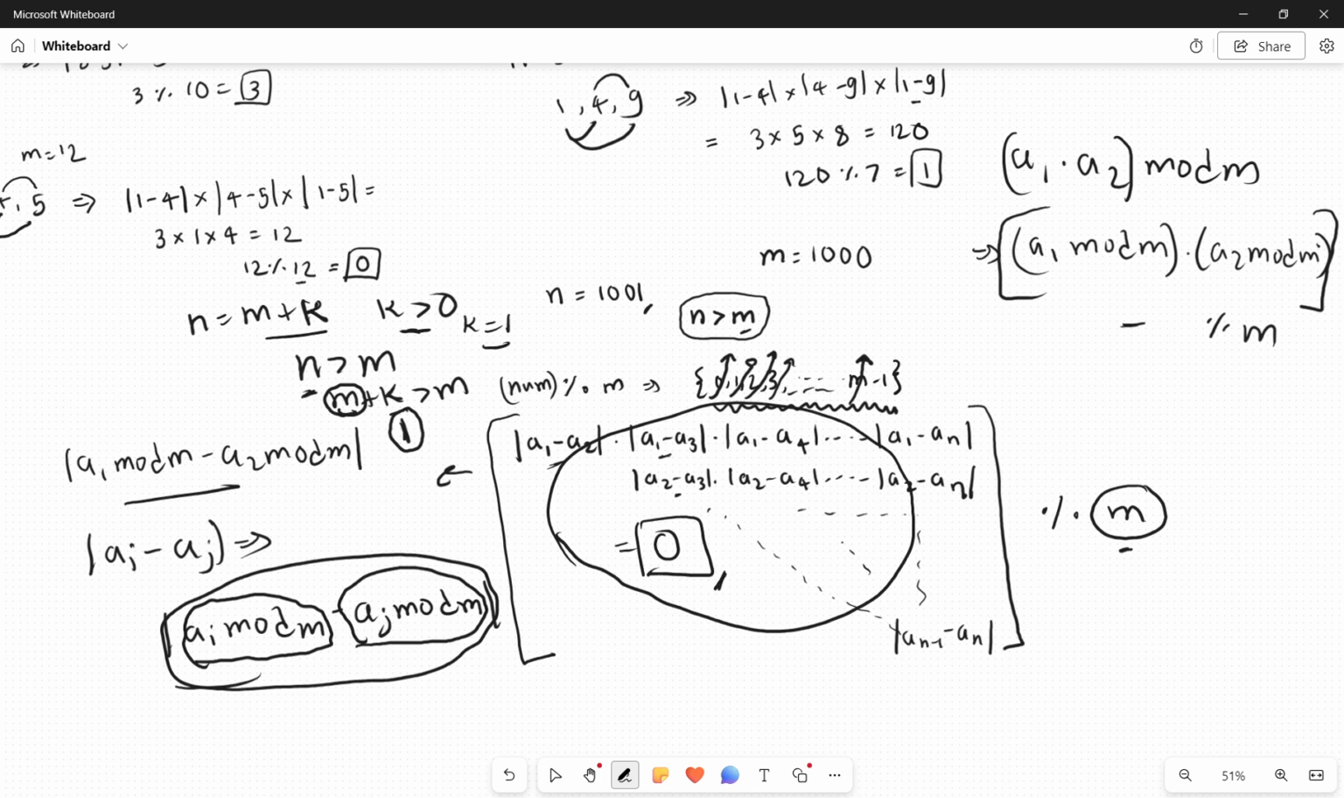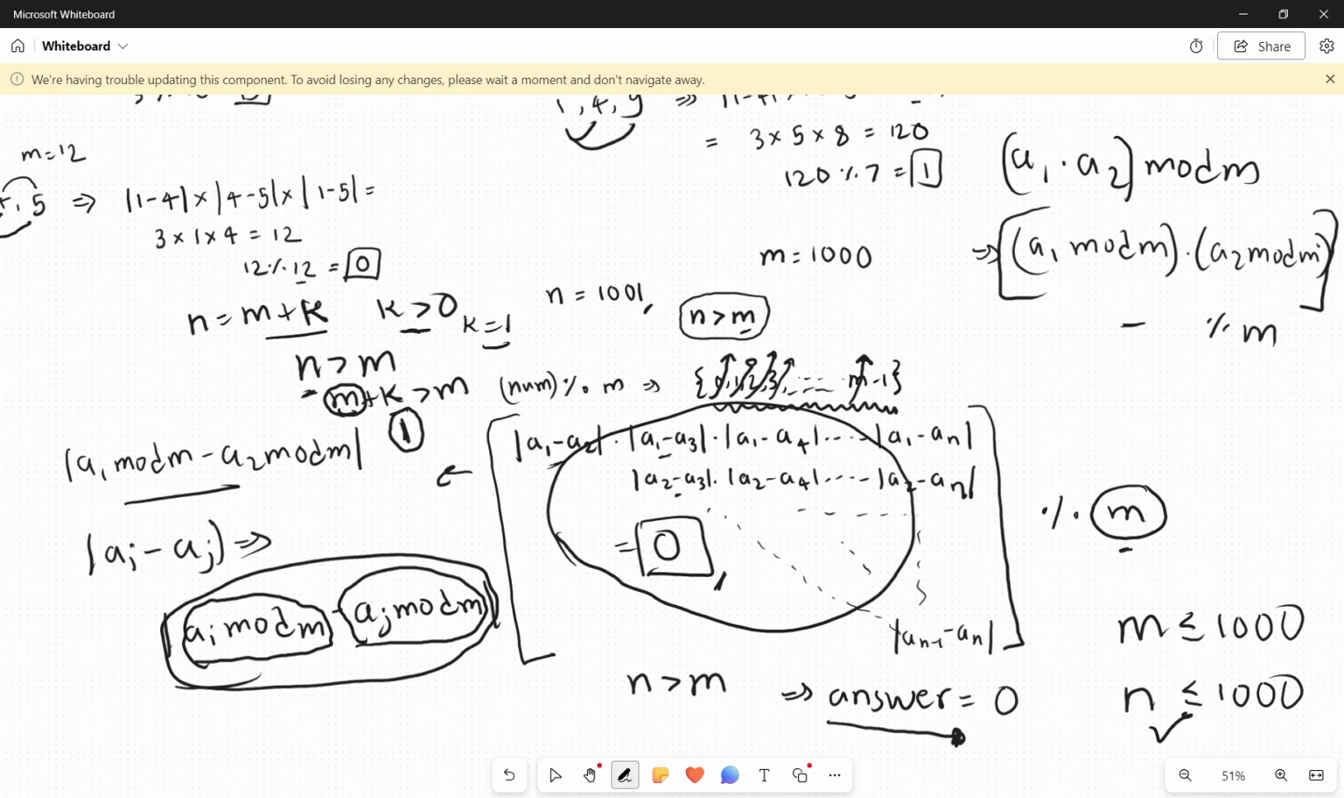Okay, so this is the trick to observe here. So whenever n is greater than m, our answer will be 0. This is one of the best applications I have seen of the pigeonhole principle. Okay, so answer will be 0, and as m is less than or equal to 1000, if n is less than or equal to 1000, then only the answer will exist, in the sense it will be greater than 0.